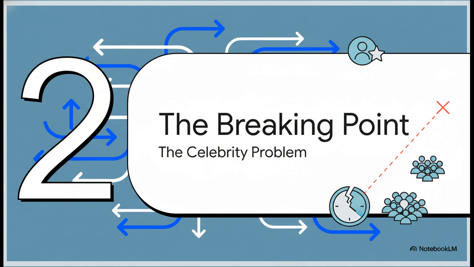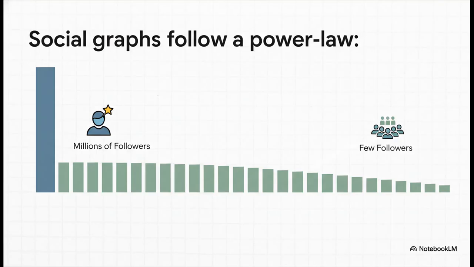Timelines are fast. And you'd be right, until you slam headfirst into the single biggest reality of how social networks actually work. The thing is, social graphs are incredibly lopsided. They follow something called a power law, which is just a fancy way of saying that most of us have a pretty normal number of followers, but a tiny, tiny fraction of users, celebrities, news outlets, you know the type, have millions. This isn't just some minor detail. This is the whole problem.